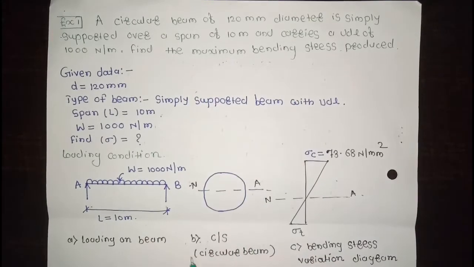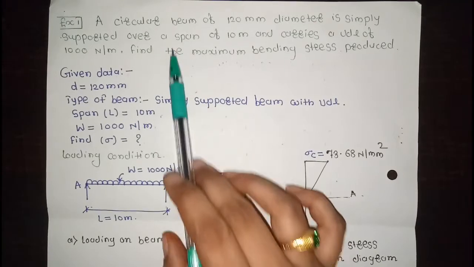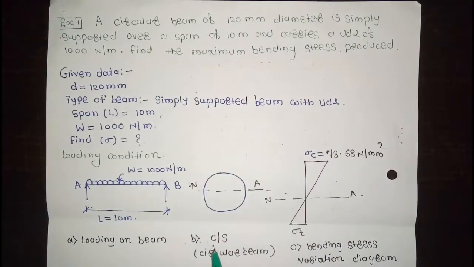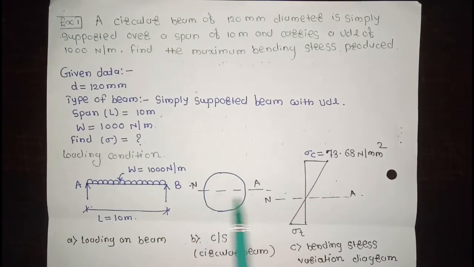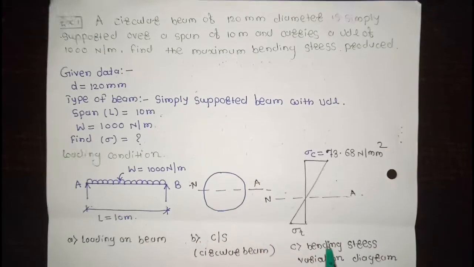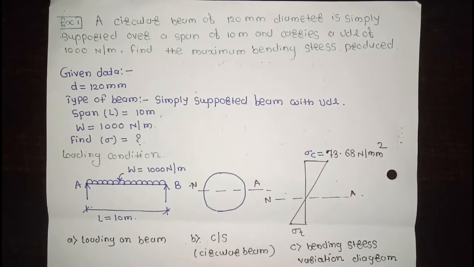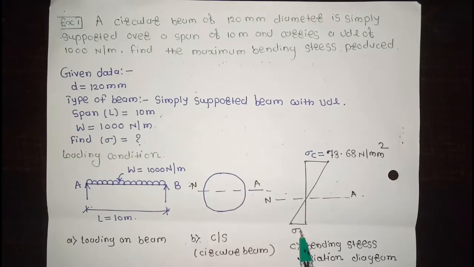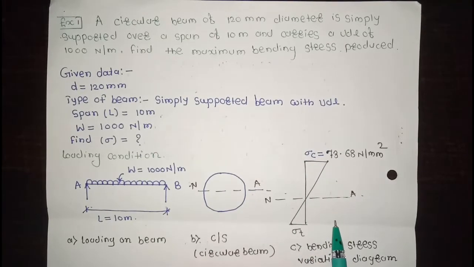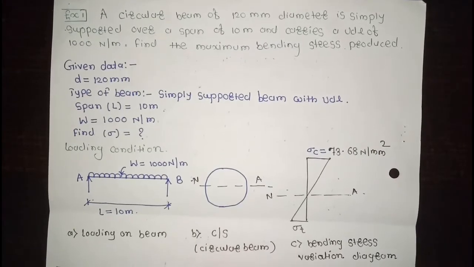In the given question, circular beam section. So this is the cross section of the circular beam. This is the neutral axis. So the bending stress variation diagram for a symmetrical section. Therefore, it is clear that sigma c is equal to sigma t and yc is equal to yt, means stress in compression is equal to stress in tension and yc is equal to yt, means depth in compression is equal to depth in tension. So solve this numerical.